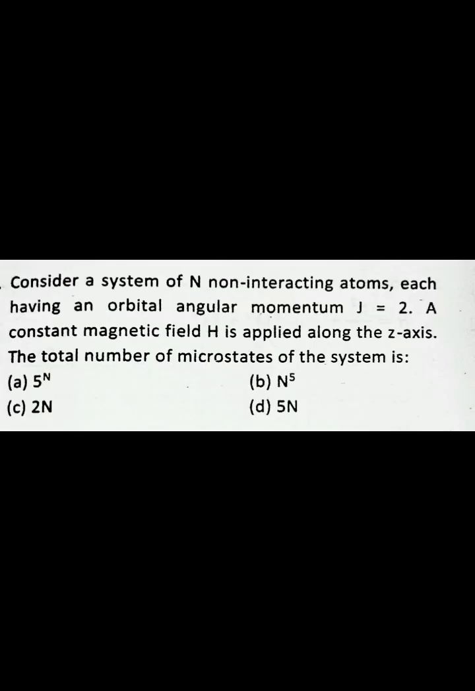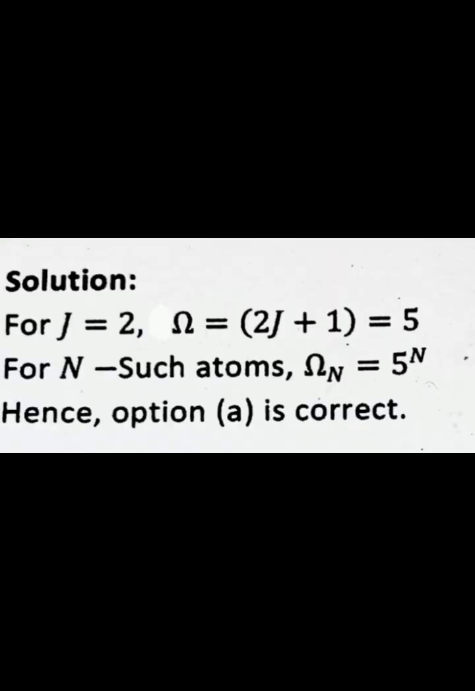Next question is, consider a system of n non-interacting atoms each having an orbital angular momentum j equal to 2. A constant magnetic field H is applied along the z-axis. The total number of microstates of the system is dash. So here it is given that j is equal to 2. Therefore omega is equal to 2j plus 1, and this is equal to 2 into 2 plus 1, which is equal to 5. For n such atoms, omega n is equal to 5 raised to n. So the answer is option A.